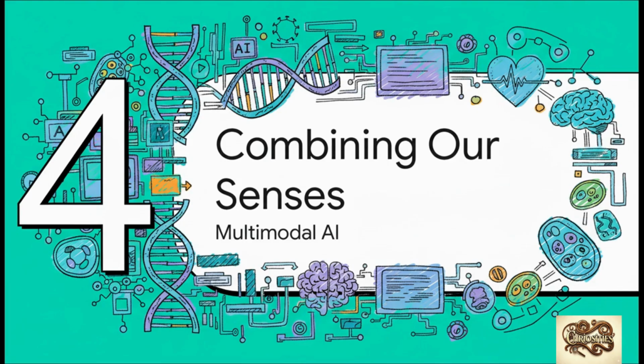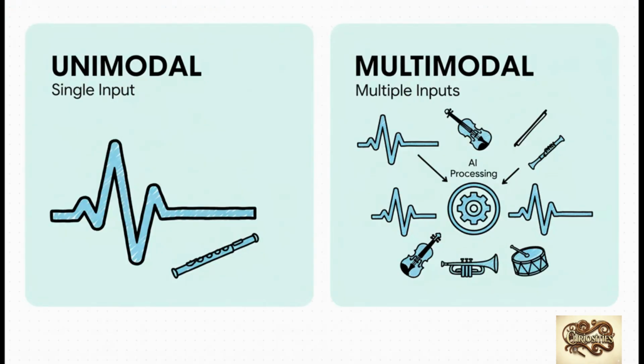Okay, so we've taught our AI to look at one type of data with superhuman precision. That's cool, but think about how we understand the world. We combine our senses, right? What if we could teach an AI to do the same? Looking at just one data type, that's called unimodal. It's like trying to understand an orchestra by only listening to the violins. You get part of the story, but you're missing the whole symphony.